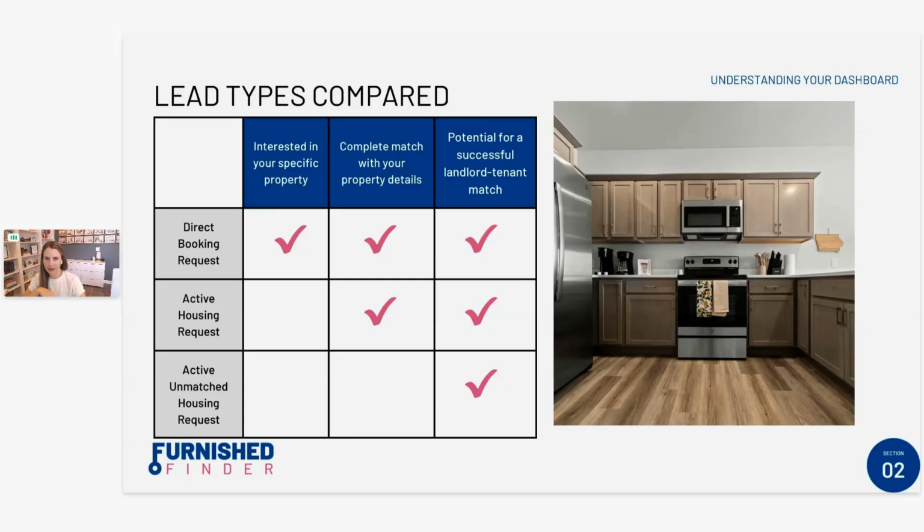Now, all of these have potential for a successful booking. Active housing requests are a complete match with your details. Active, even though they're not only interested in your property and they're not a complete match, there's still potential. And remember, people can still reach out via text, via phone, via just messaging. You might just get a message from someone on the site that doesn't come in through one of these avenues. We are trying to maximize the way that good, solid connections can be made. So if you're like, oh, I haven't gotten any direct booking requests, that's okay. Let's take a look at what you have gotten.